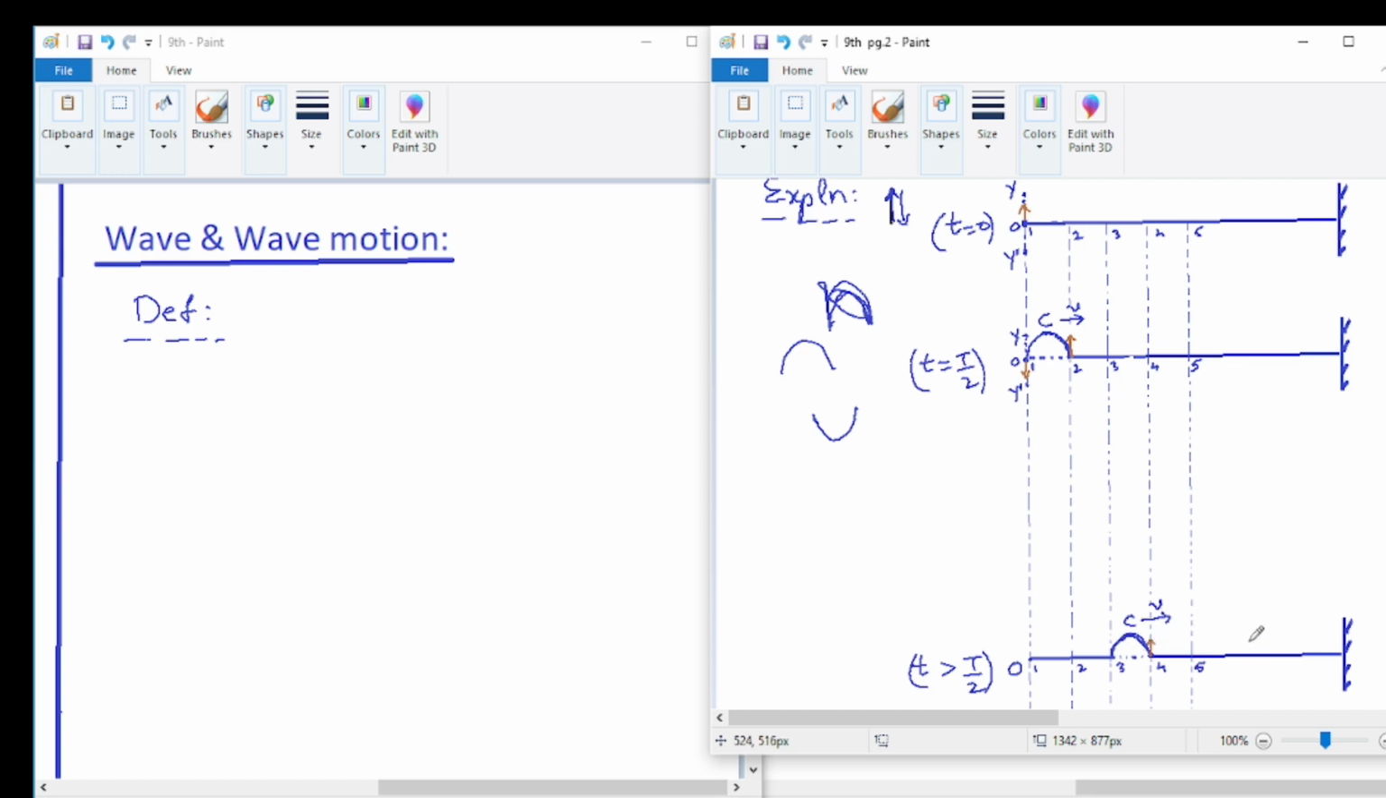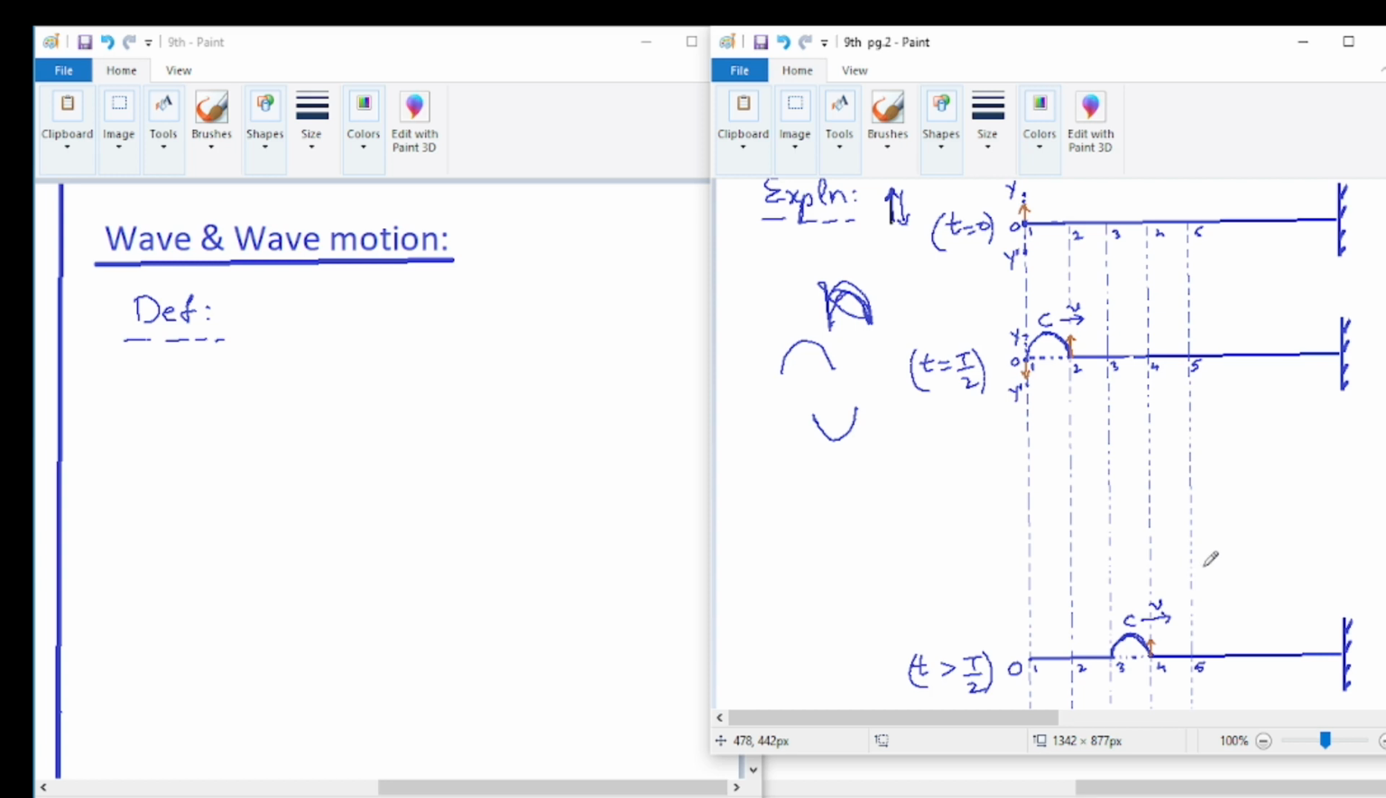So wherever the disturbance goes, there the same, exactly identical shape of the string is formed. The remaining portion will still be undisturbed. Even on the left hand side, it comes back to the original undisturbed condition. This is how the disturbance is moving.